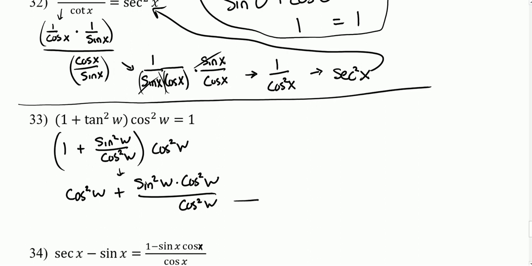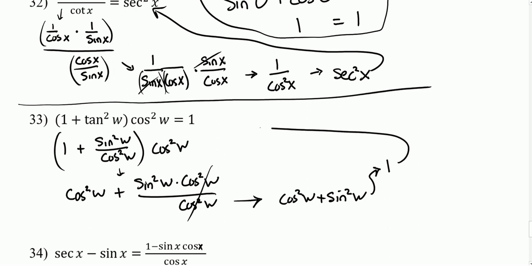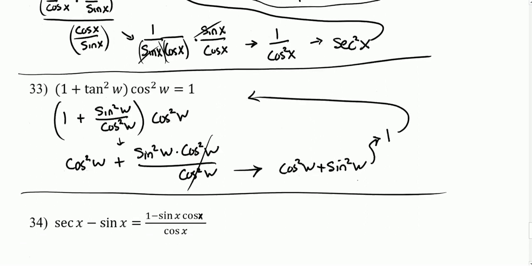Cosine squared w's cancel out, and now we have cosine squared w plus sine squared w, which by our Pythagorean identity is equal to 1, which is what we were trying to prove, and we have our trig proof there.